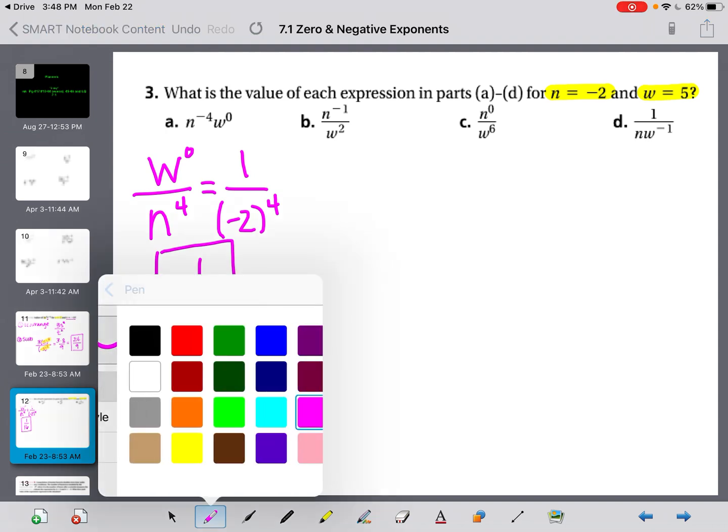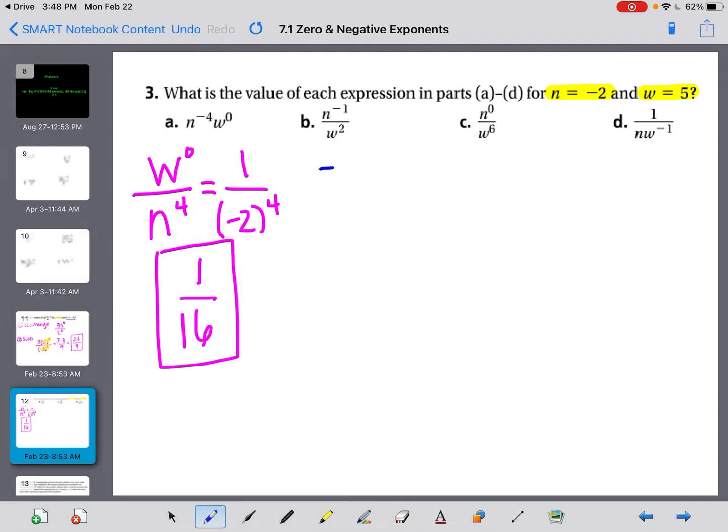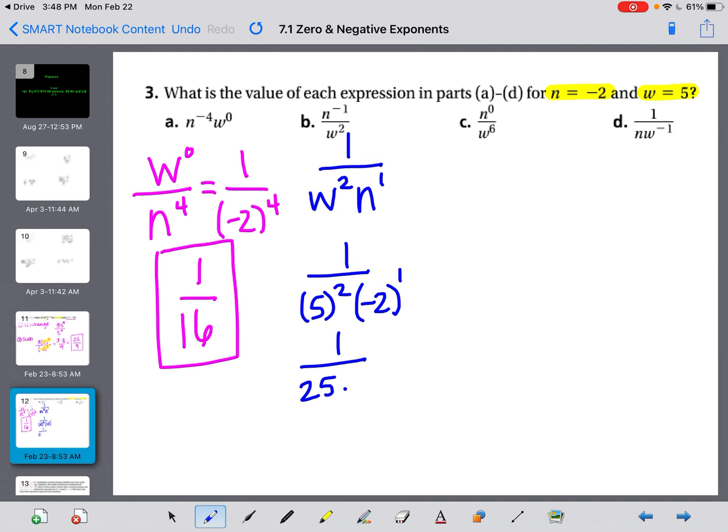Okay, rearranging letter B is going to keep the W to the second on the bottom, but move the N to the first on the bottom, meaning I'm going to have to put a 1 on top, so it's not empty. W is a 5, so I have 5 to the second power times the N to the first power. 5 to the second power is 25 times -2 to the first power is -2. And then 25 times -2 is -50.